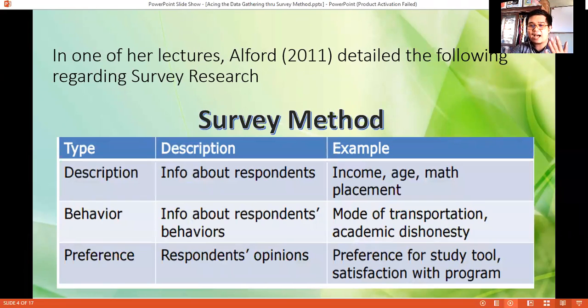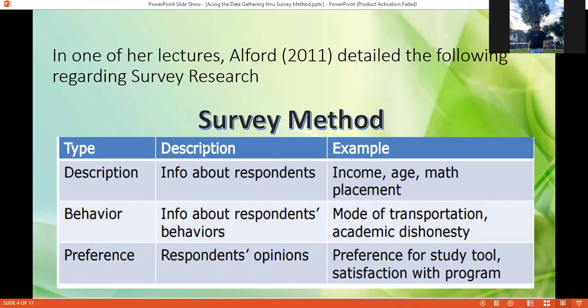Let us ask ourselves first, what survey are we doing? The first type is description: income, age, and the like. Is this your dependent or independent variable? Anyone? You can unmute yourself. Is this your dependent or independent variable?